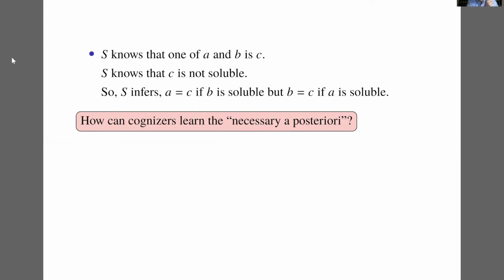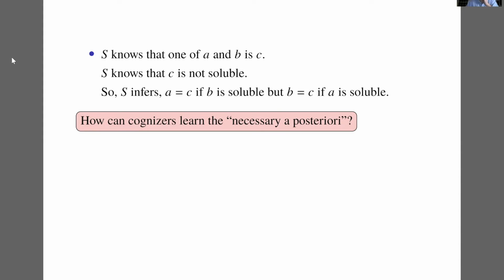So this is the previous, puzzling example that I was talking about. S knows that one of A and B is C. S knows that C is not soluble. Therefore, S infers that A equals C if B is soluble. But if A is soluble, then the other guy, B, must be C. Okay, so one question I wanted to ask is, how can cognizers learn the identity of crystals, which are necessary a posteriori?